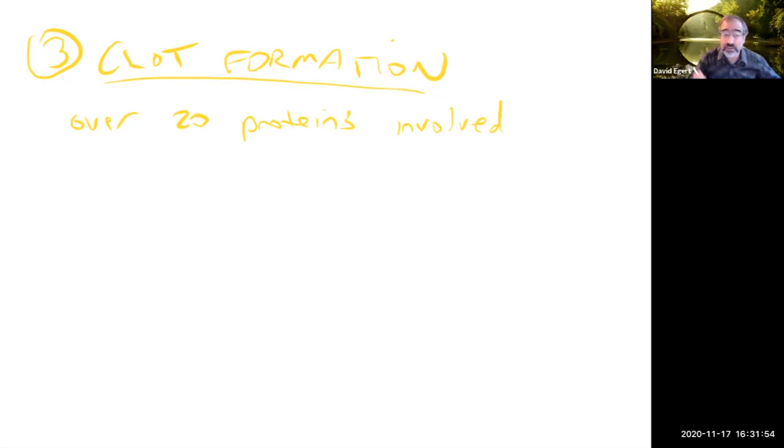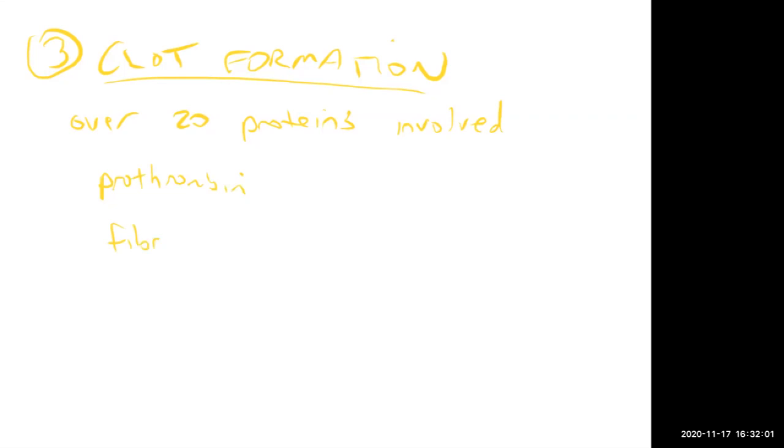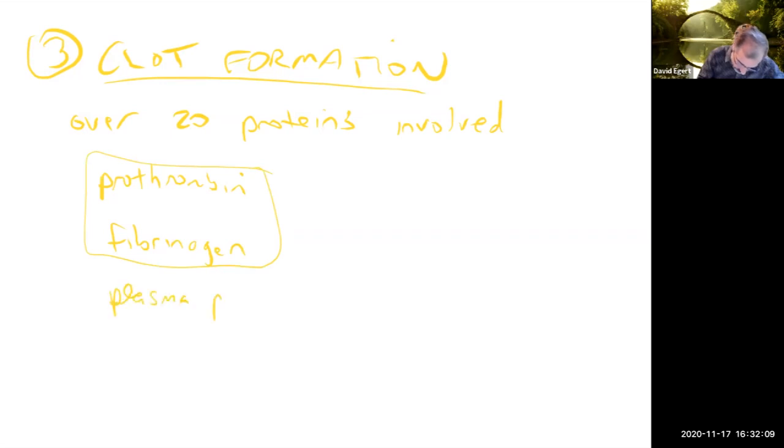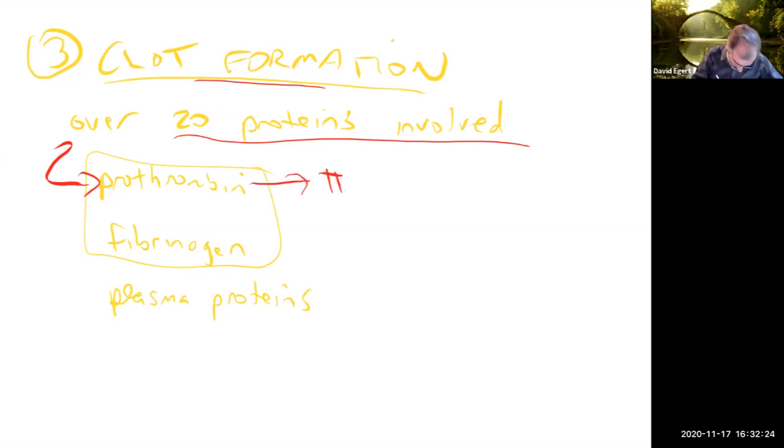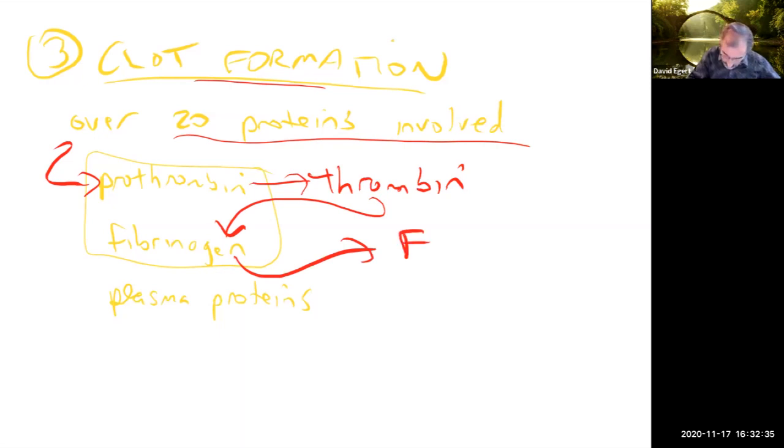The last steps, I'll mention those. There's prothrombin and fibrinogen, these are plasma proteins. So in the last steps of this clot formation, with all these 20 different proteins activating each other, prothrombin becomes thrombin. And thrombin catalyzes the conversion of fibrinogen into fibrin, which is that little stringy thing that you saw when you broke the little capillary tube.